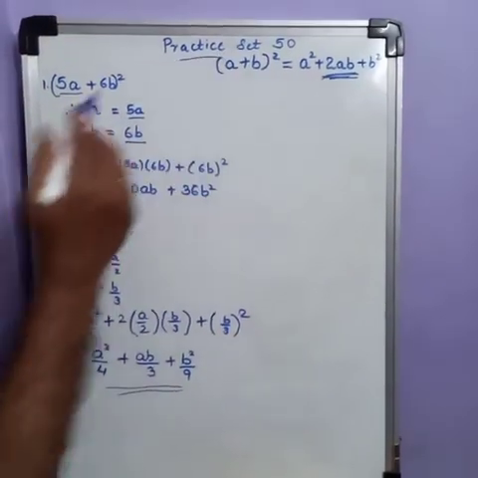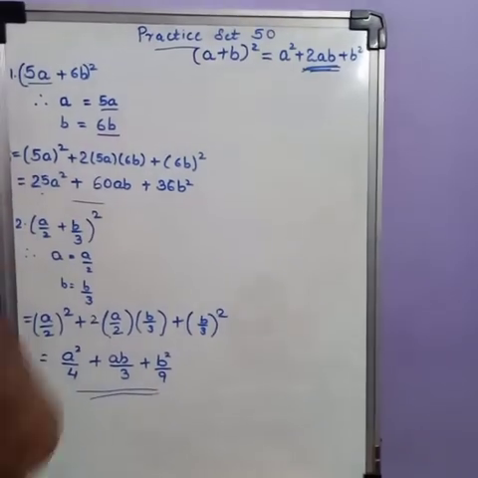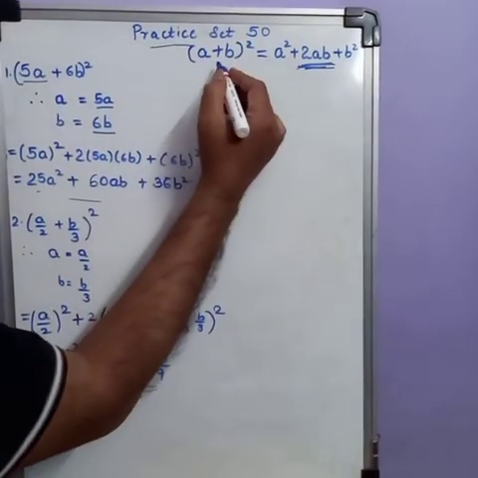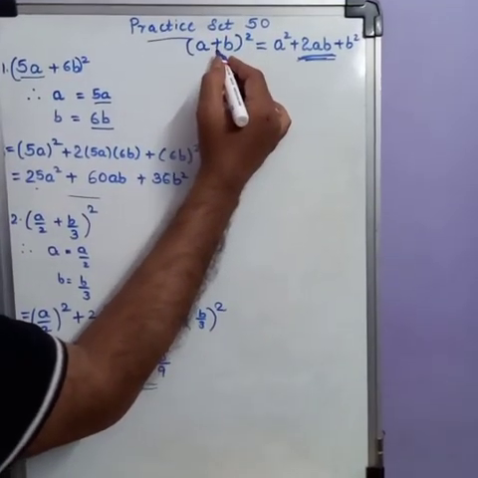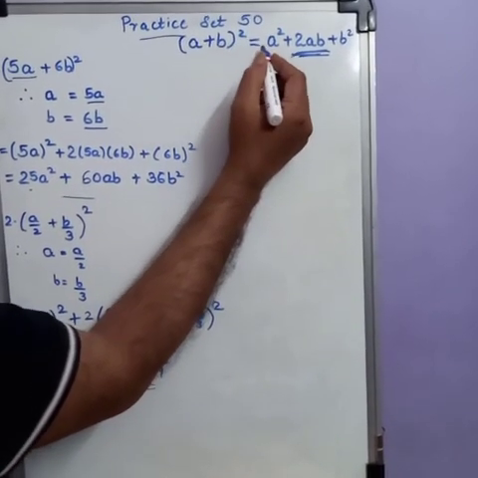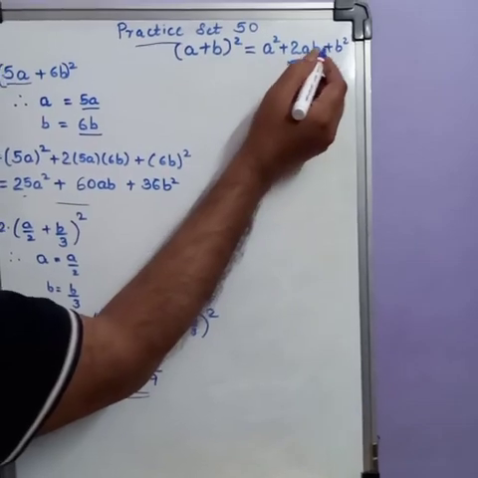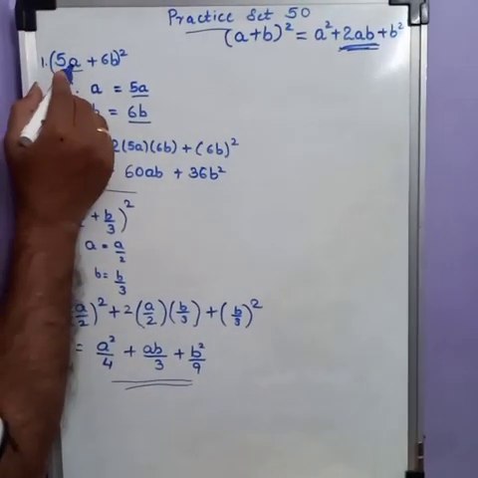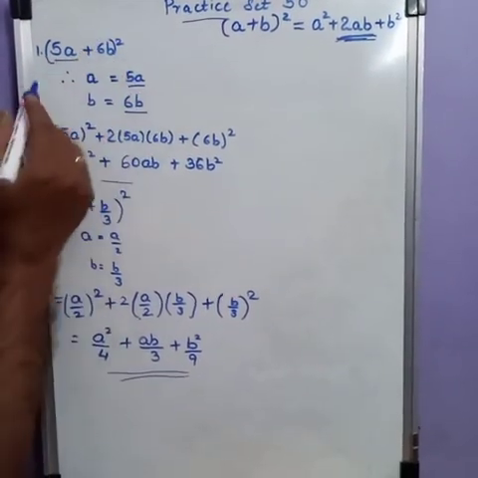Now we are going to start with practice set 50. To make this exercise easier, just go through this formula the same way as x plus y square. The same thing has been done in a plus b square. So how is it written? A square plus 2ab plus b square. Now the first sum is 5a plus 6b the whole square.